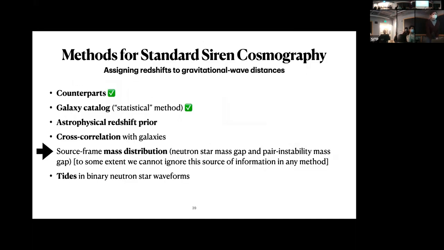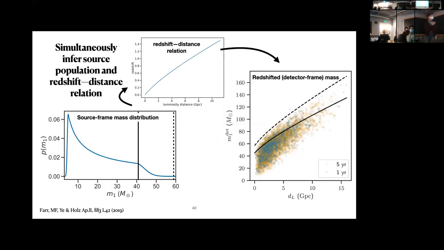This is like when they would have formed, what size mass? So the main thing is that because we are measuring these redshifted masses, we're measuring each event, we're not only measuring the luminosity distance, we're also measuring a detector frame mass. And so in general, you have to assume some distribution for the source frame mass distribution in order to properly account for the selection effects. So that's the main way that these two talk to each other.